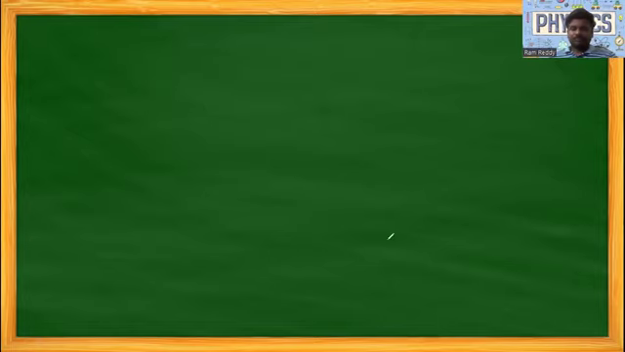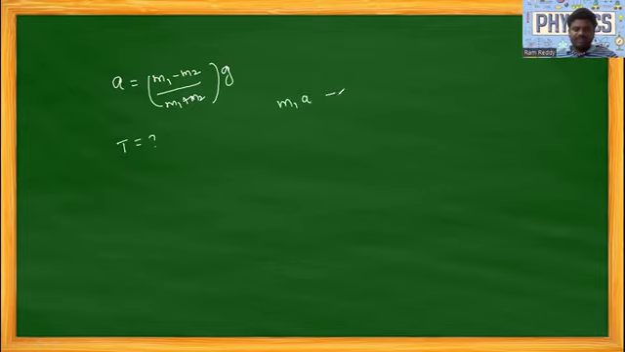So now acceleration we have a is equal to (m1 minus m2) by (m1 plus m2) into g. Now we need to find the tension. So we know from equation 1 that m1a is equal to m1g minus T. So to find tension, T is equal to m1g minus m1a.